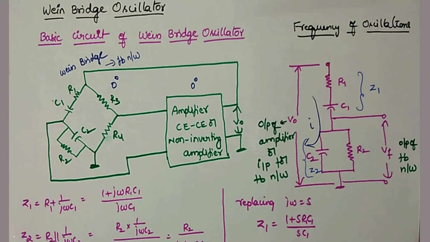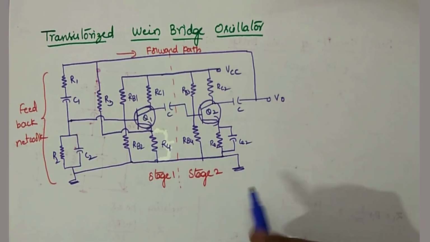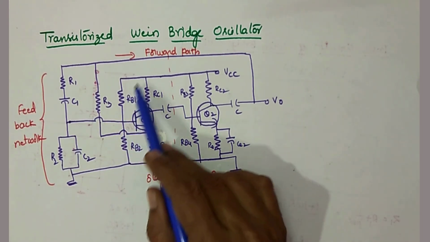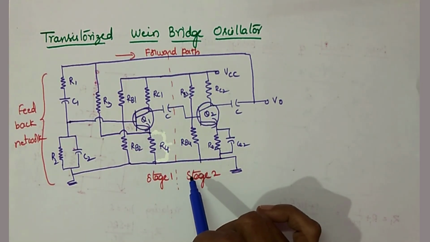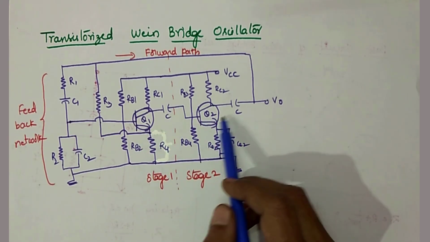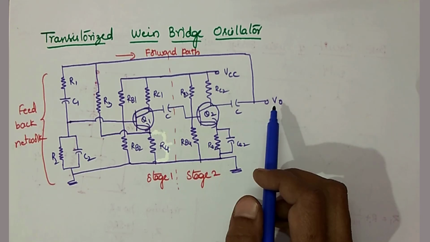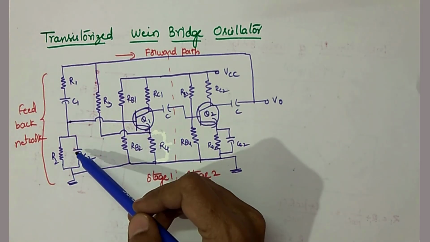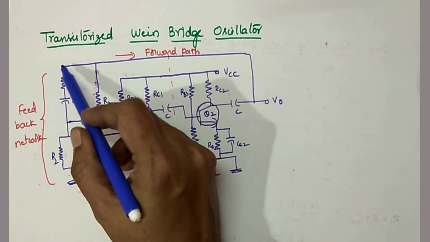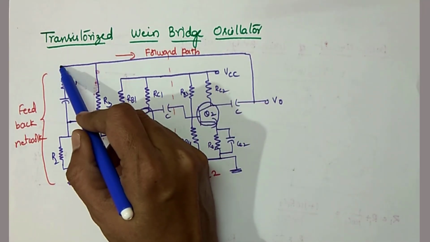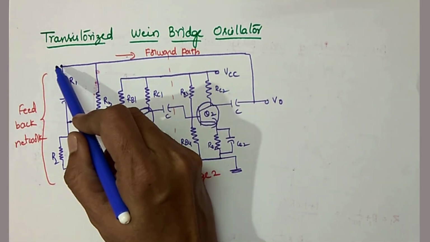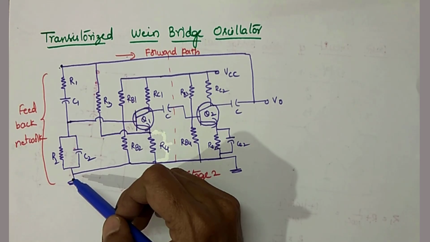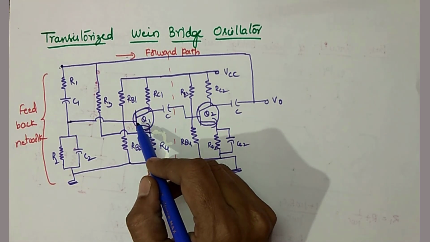Now I'll show the transistorized Wein bridge oscillator. So this is the transistorized Wein bridge oscillator. It consists of this two-stage CE amplifier. This is stage 1 and this is stage 2. The output has 0 degree phase. Then this is the feedback network. From the output, the input is given like this for the feedback network. This is the forward path and this is the backward path. This is the feedback network, and from the feedback network, the connection goes to the input of the two-stage amplifier.